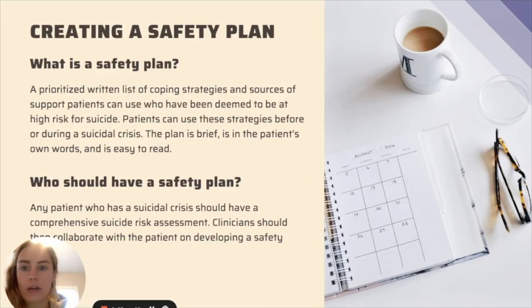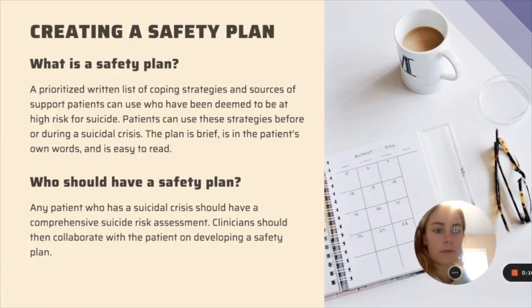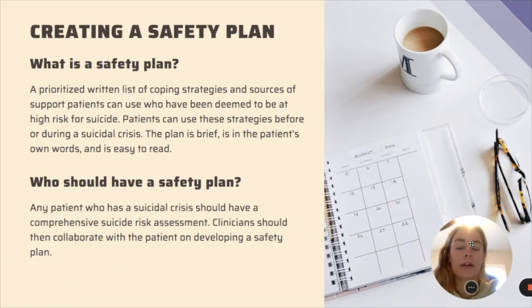So the next important aspect of treating patients with suicidal ideation or non-suicidal self-harm is creating a safety plan. And when we use a safety plan, we do want to think about the risk factors and protective factors that we previously discussed, but really getting into what is a safety plan. A safety plan is a prioritized written list of coping strategies and sources of support patients can use who have been deemed to be at high risk for suicide. Patients can use these strategies before or during a crisis.